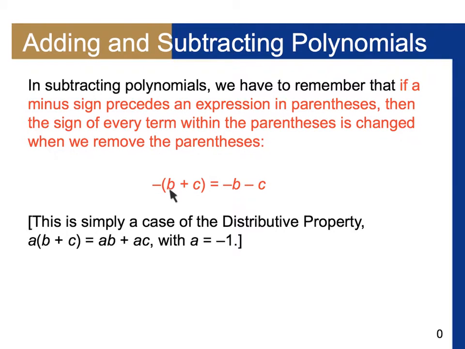Be careful if you have a negative in front of parentheses. That changes the sign of both things inside the parentheses. So negative (b plus c) will be negative b minus c. Basically, we're doing the distributive property where our a is -1. So when you see that negative in front, it's like you're multiplying -1 times whatever's inside the parentheses, and that changes the sign of everything inside there.